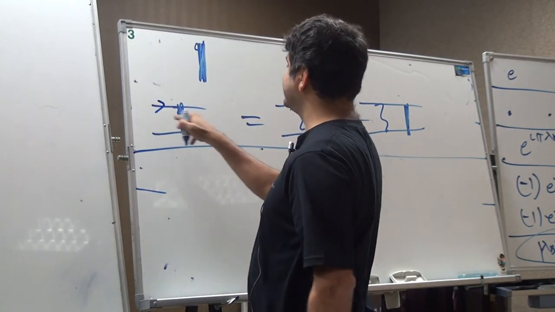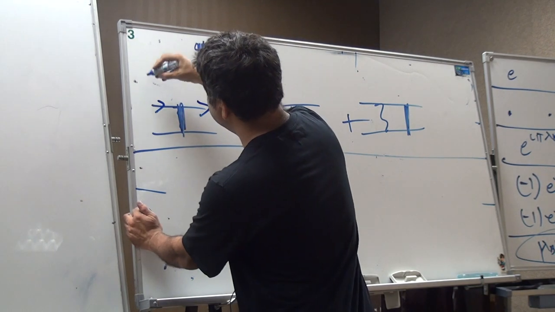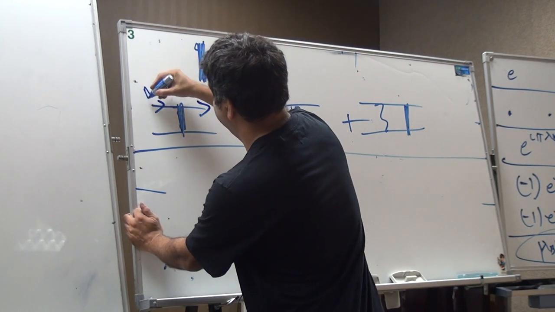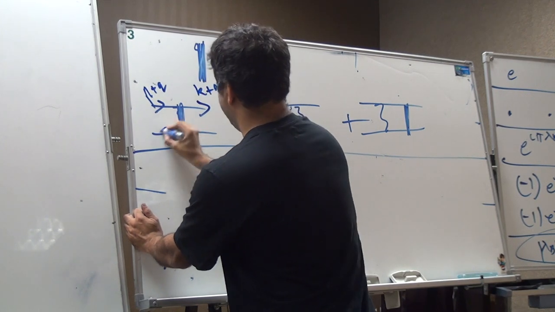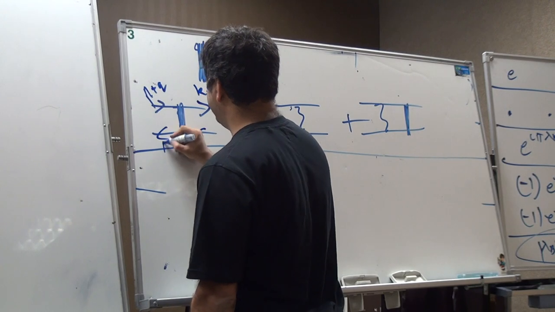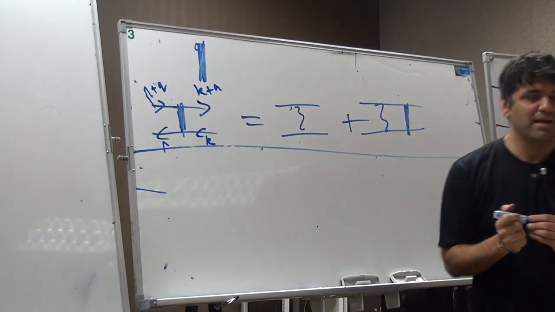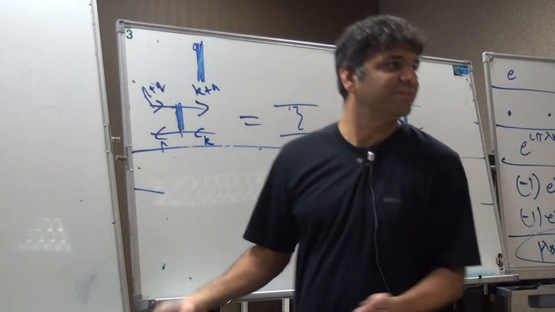Let me parameterize the momenta that go into this thing as follows. Let me call this P plus Q and K plus Q, and the momenta that come out like this as P and K. I've made some parameterization of momenta that implements momentum conservation.